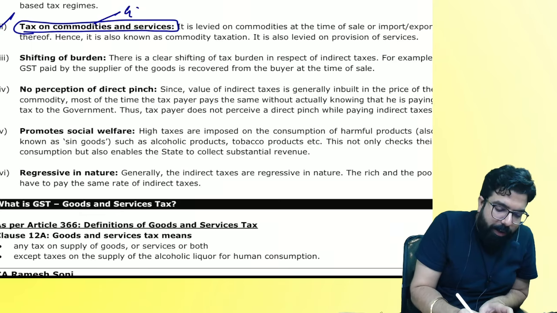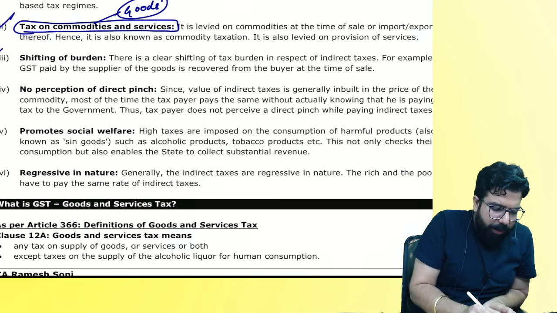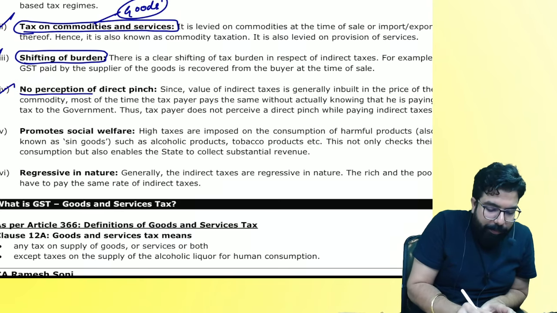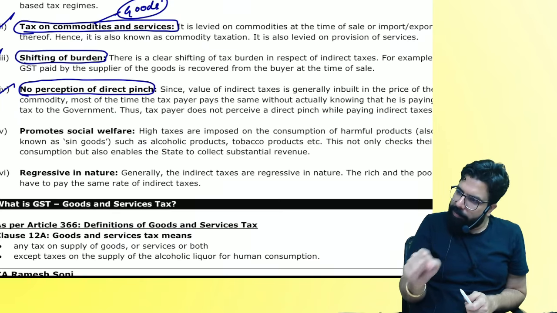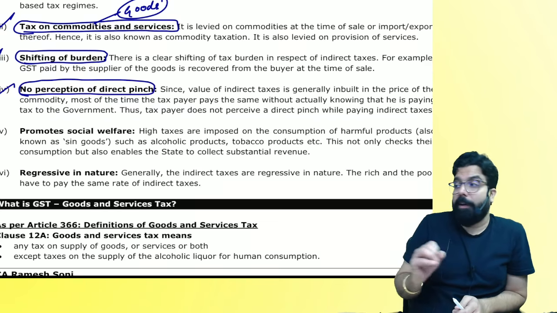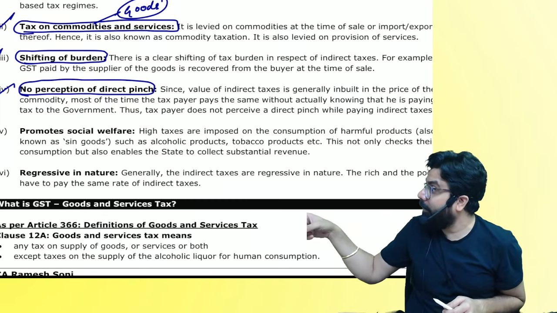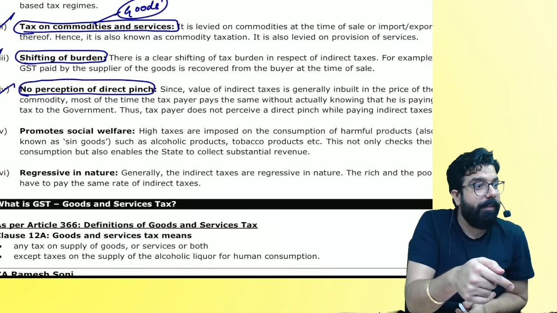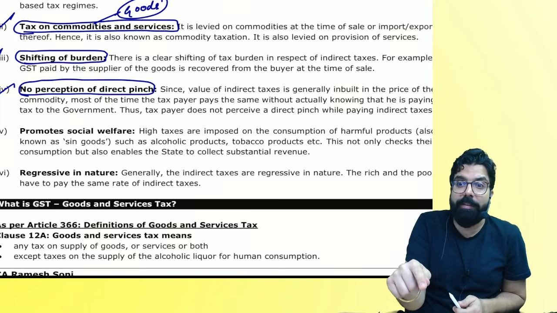So it's an important source of revenue for the government. It's a tax on what? Goods, commodities means what? Goods and? Burden can be shifted. There is no perception of a direct pinch. Tell me one thing. I took the tax from you also, and you didn't feel the pinch that you have paid the tax. Yes or no, everyone? But when we pay income tax, it directly pinches. Oh, from my pocket it is going. But when you pay indirect tax, you don't feel it.